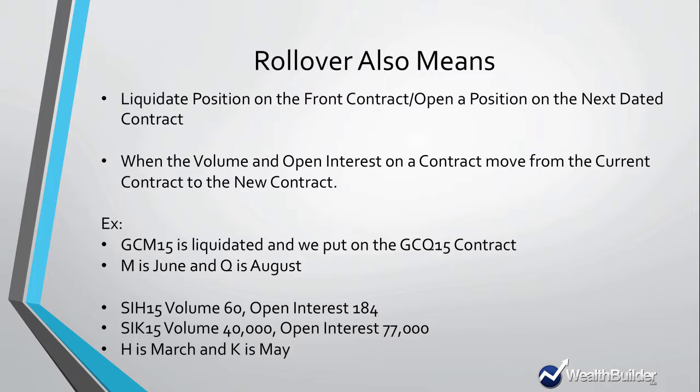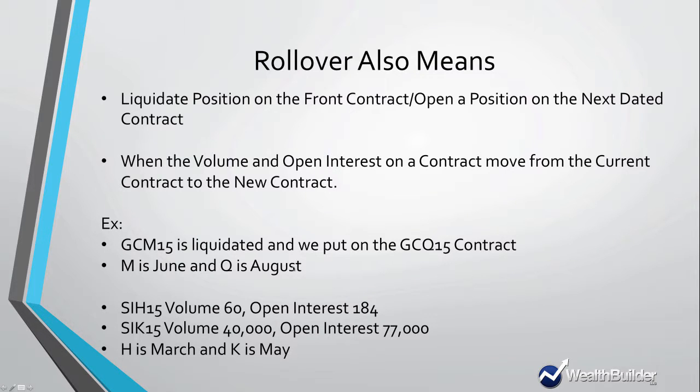So, for example, your broker might list the gold contract for a futures or for a commodity as GCM15. Say it's about to expire because you're in the month of June. What you would do is liquidate it and then put on the trade for GCQ. If you recall from the last video, M means June and Q is August.